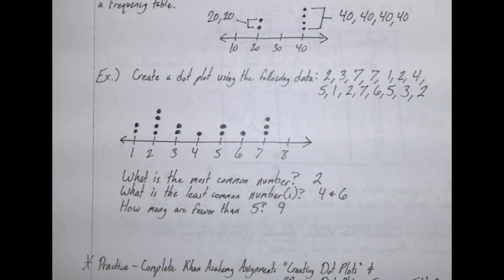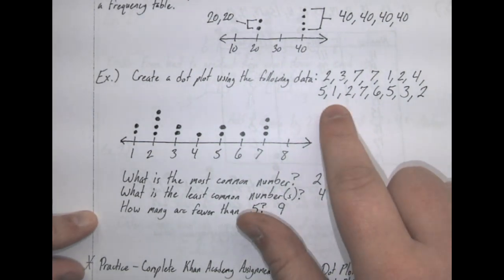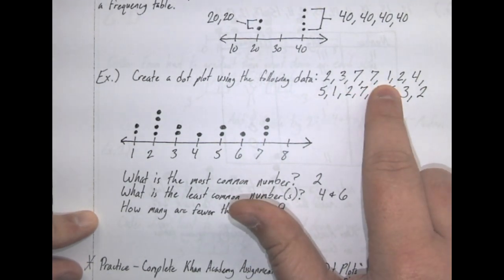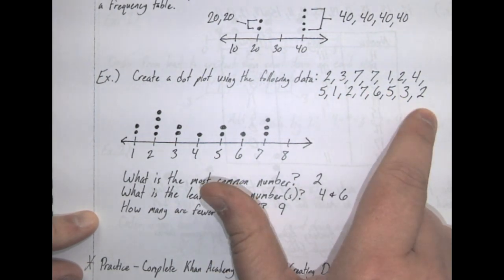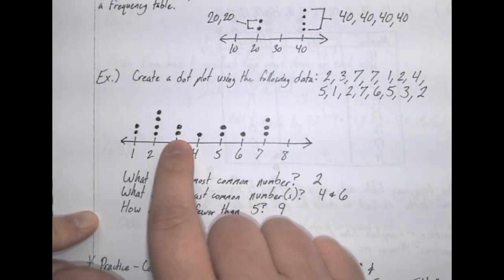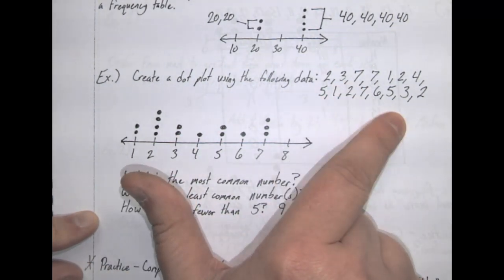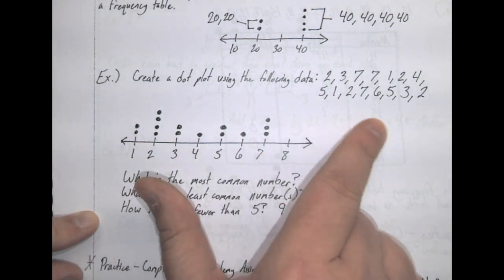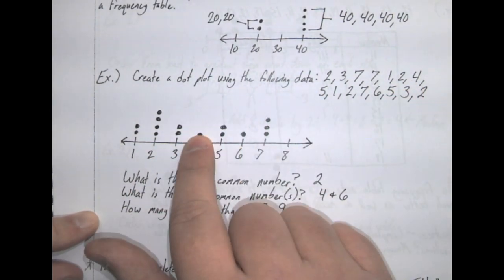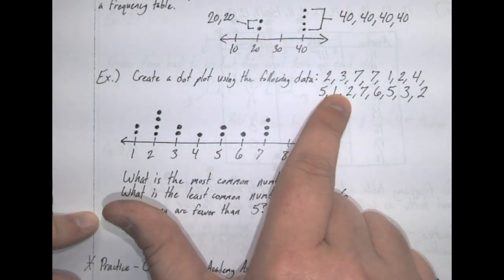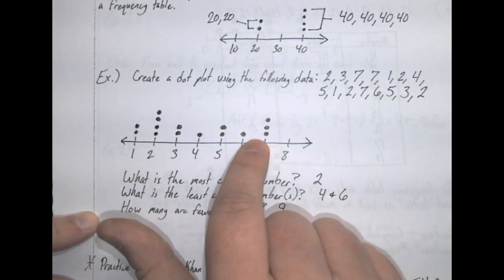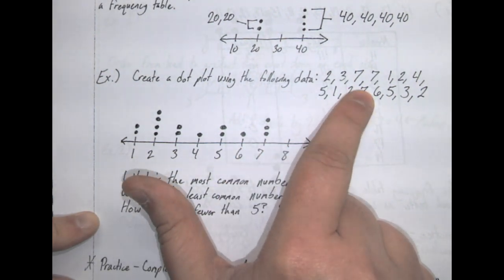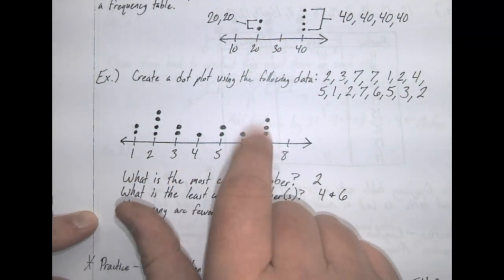So we have 2 dots for 1, meaning that 1 occurred twice in our data set. 4 dots for 2, so 2 occurred 4 times in this data set. 3 has 2 dots, 3 occurred twice. 4 occurred once, it has 1 dot. 5 occurred twice, 2 dots. 6 occurred once, 1 dot. 7 occurred 3 times, all right there together, and 3 dots.